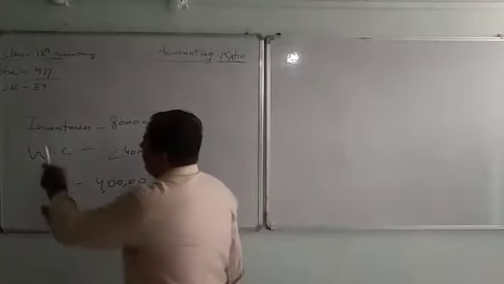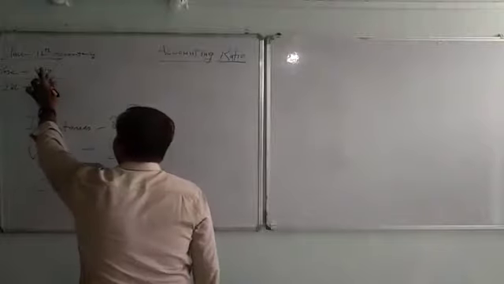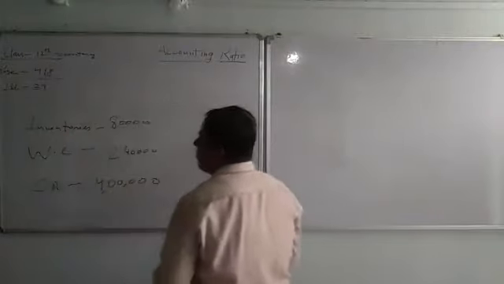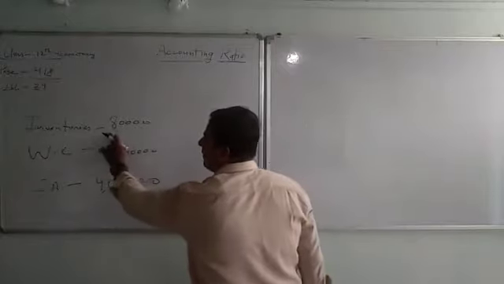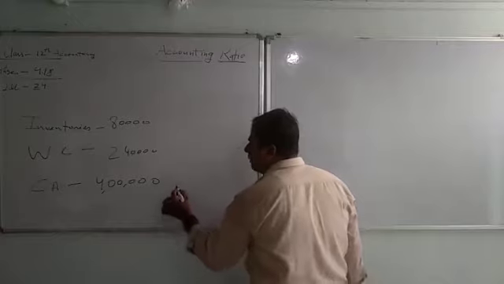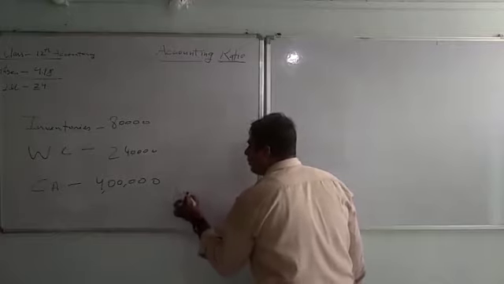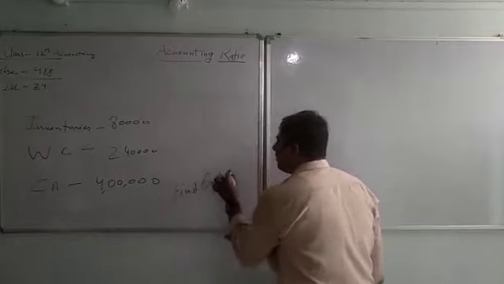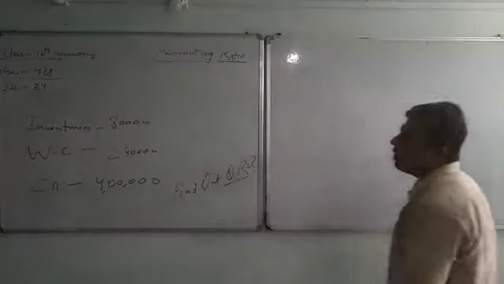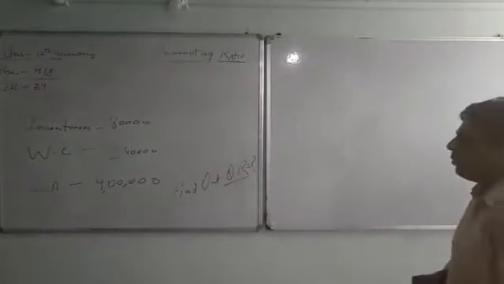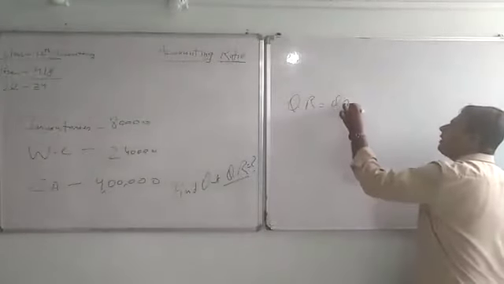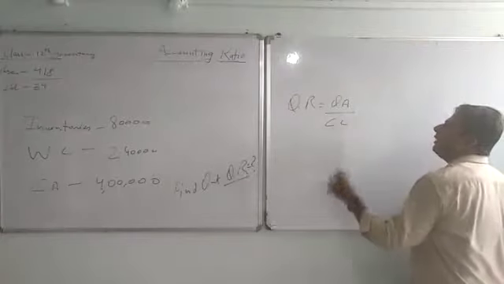Illustration number 24, page number 4.18. Here the question is given to us: inventory is given, working capital is given, current asset is given, and we have to find out the quick ratio. So how do we find the quick ratio? Again the same thing, see the solution. Quick ratio is equal to quick asset divided by current liability.